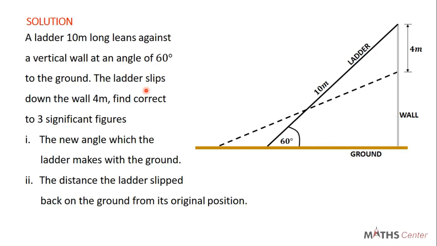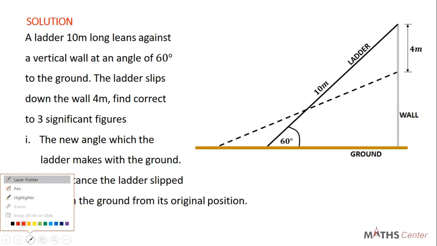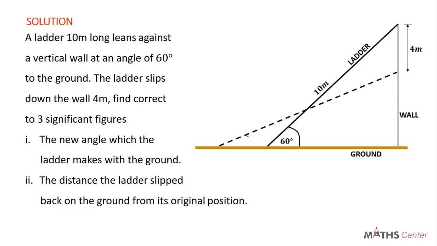It goes on to say that we should find, and correct our answer to 3 significant figures, the new angle which the ladder makes with the ground. Now you see that because it slipped down, the foot will also go back. Now if the foot goes back, it's going to create a new angle with the ground. So the question wants us to find this angle. It's the same ladder. The only thing here is that it has slipped down. So the foot here will also go back and create a new angle, as we can see here. The question wants us to find that angle.